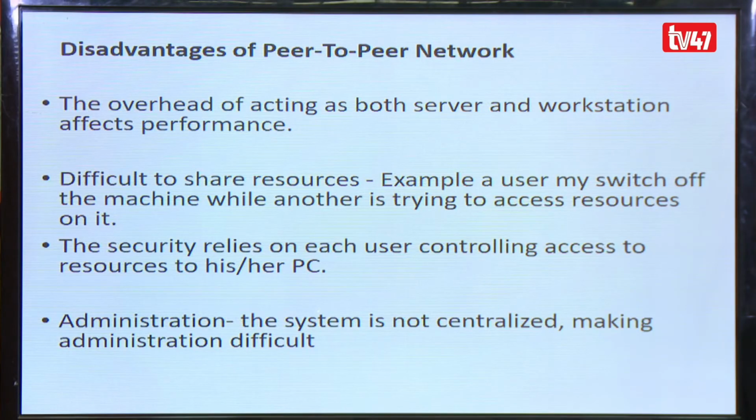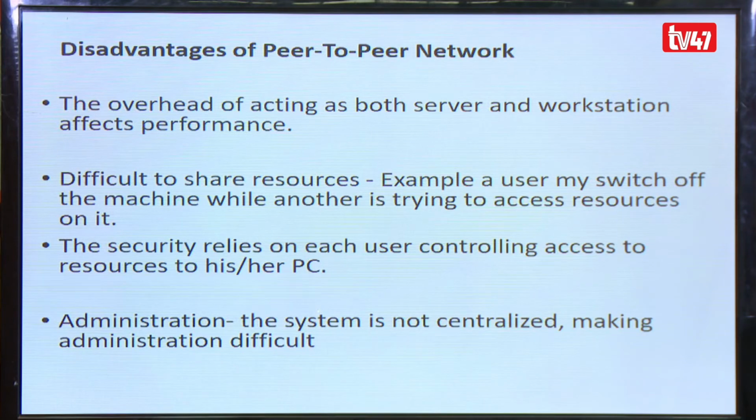So for the disadvantages, we can say that the overhead of acting as both server and workstation will affect the performance. Of course, simply because one computer is acting as a client and a server, this will have an impact on the performance of this network. We are saying it is difficult to share resources.